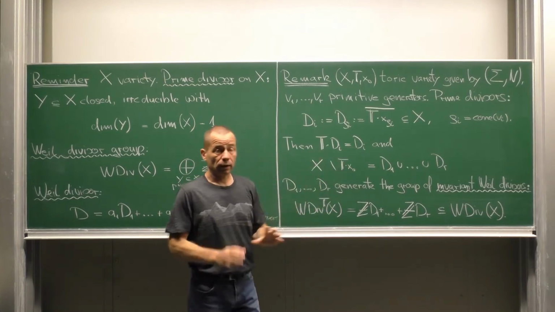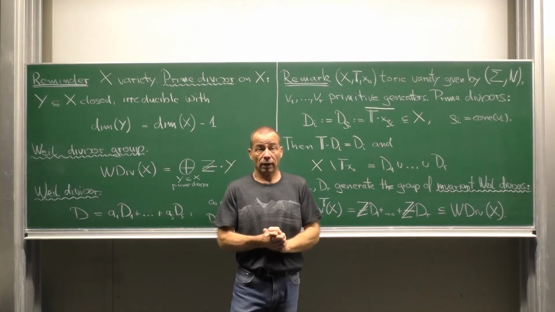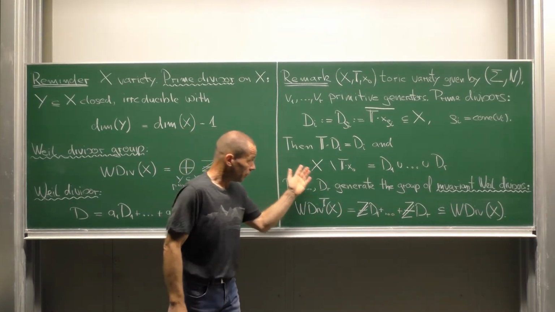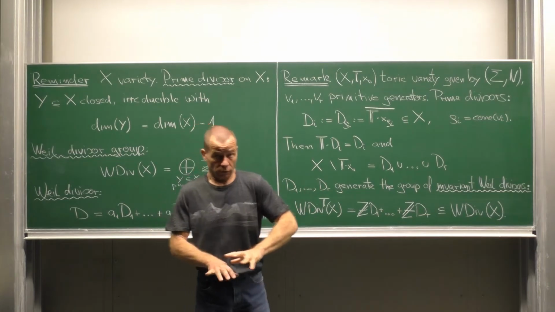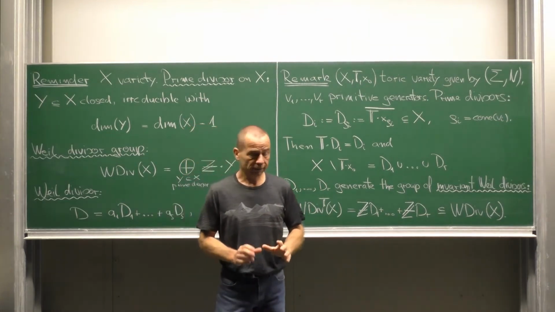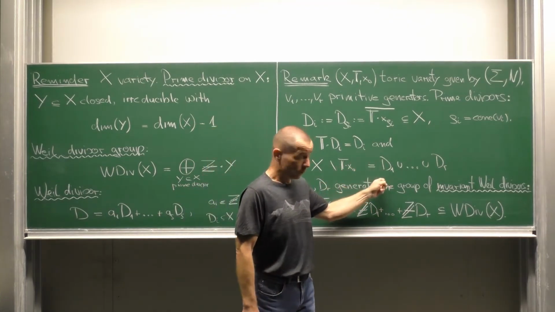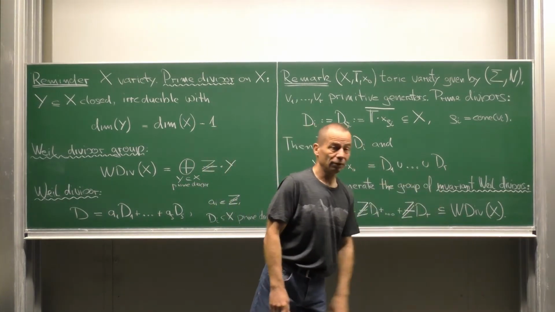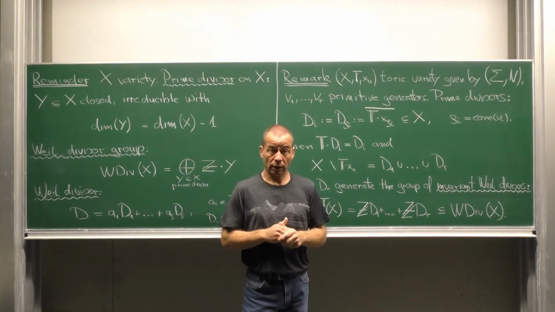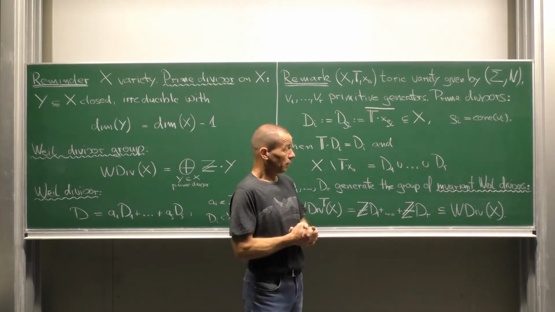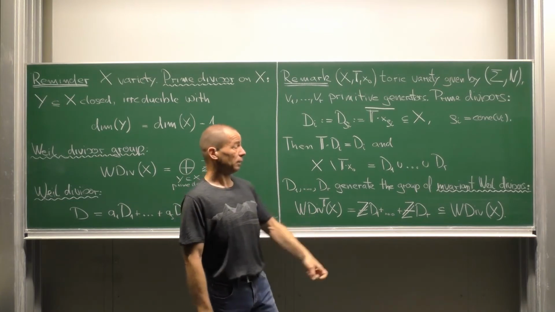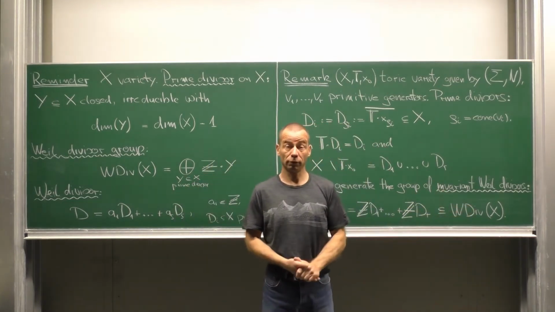Moreover, these D_i are all invariant under the torus T. And if I remove the torus orbit through the base point x_0 from X, what is left is exactly the union of our divisors D_1 up to D_r. The divisors D_1 up to D_r generate the subgroup of invariant Weil divisors in the Weil divisor group of X.